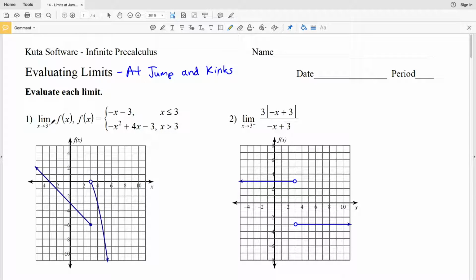we're looking at the limit of the function as x approaches 3, but then after the 3, it has a positive, and that means as x approaches 3 from the positive side, or from the right. And then looking at number 2, we have x approaches 3 and then a negative afterwards. That means from the negative side, or as it approaches 3 from the left. And those are very important, especially in these jumps and kinks. So let's go ahead and look at number 1.